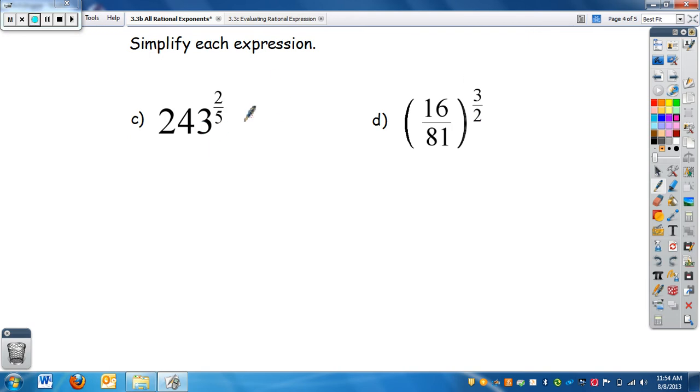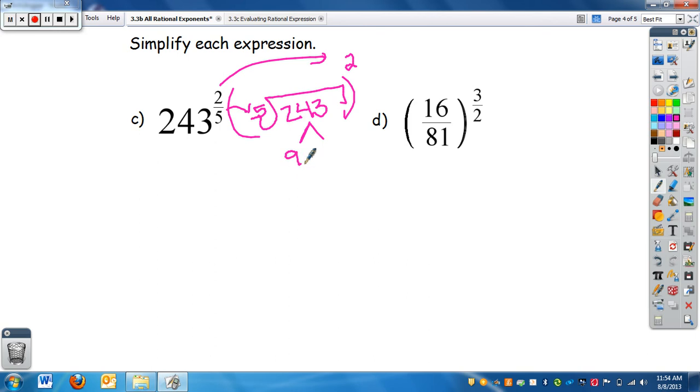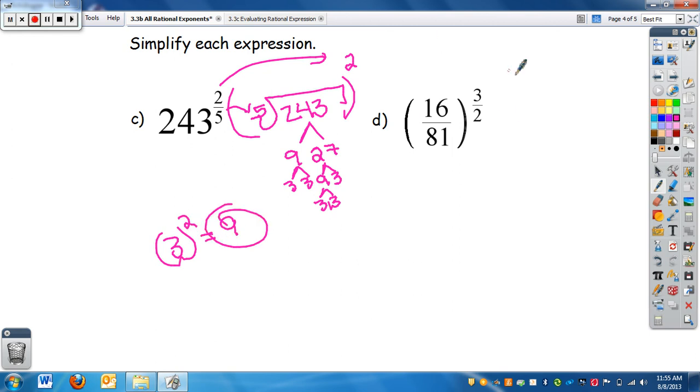So in this one, I have the 5th root of 243, and then I need to square it. 2 is going there, 5 goes to your index. So simplifying this down, I know 9 goes into it. And that's 27 times 3, 3. It's looking like 3 is going to be our number. So the 5th root of 243 is 3. 3 squared is 9.